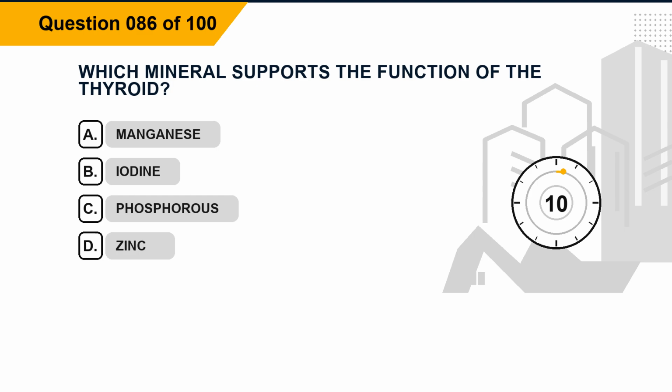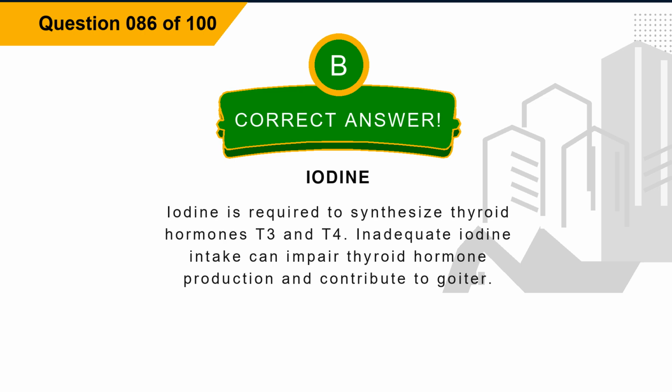Question 86. Which mineral supports the function of the thyroid? Option A, manganese. Option B, iodine. Option C, phosphorus. Option D, zinc. The correct answer is option B, iodine. Explanation. Iodine is required to synthesize thyroid hormones T3 and T4. Inadequate iodine intake can impair thyroid hormone production and contribute to goiter.